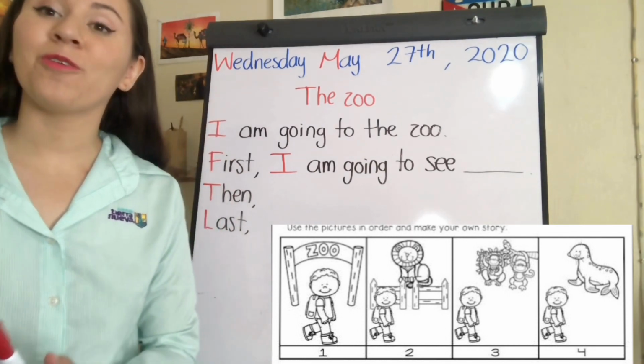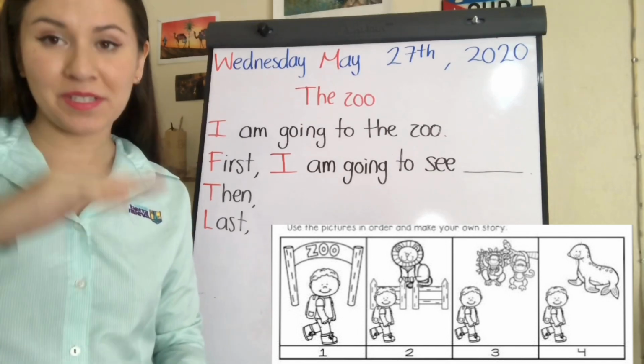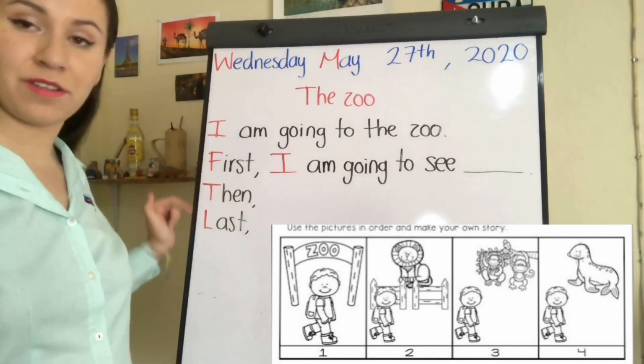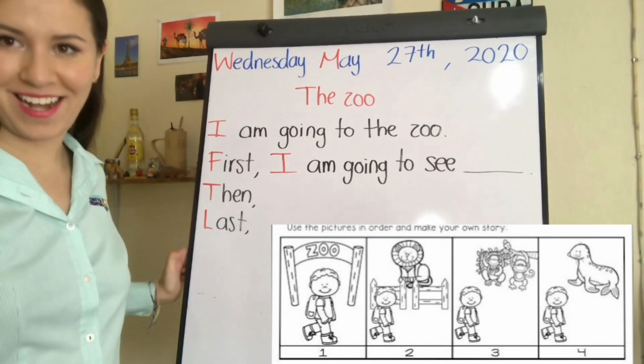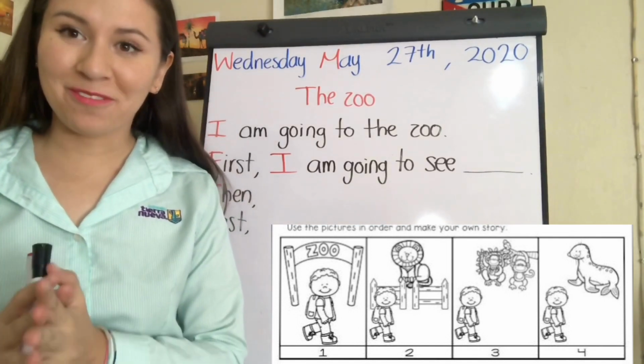So whenever you want to write a sequence of events, you can use these 3 words, first, then, and last. That's how you can write it really easy.